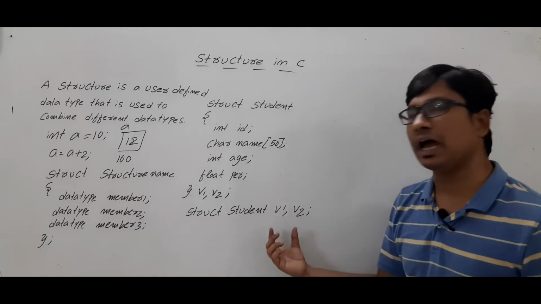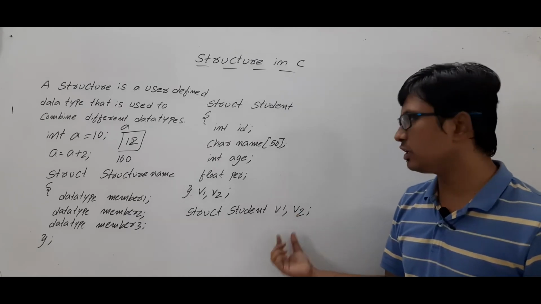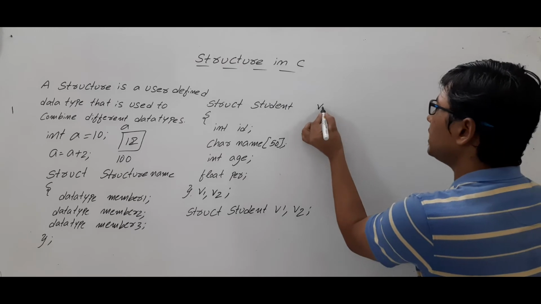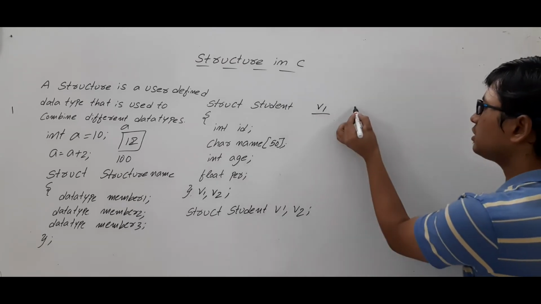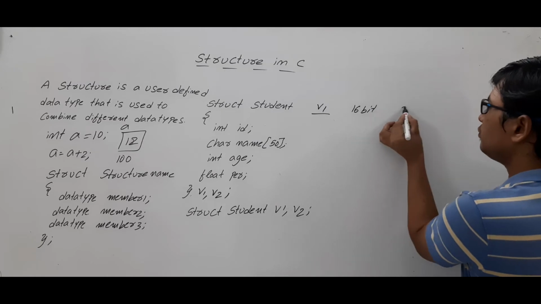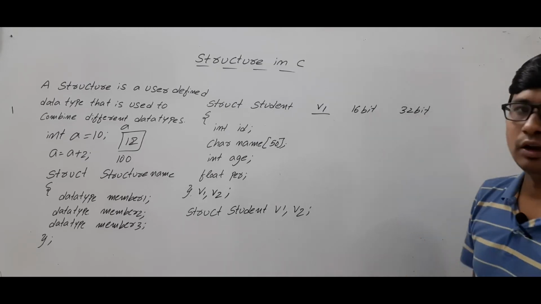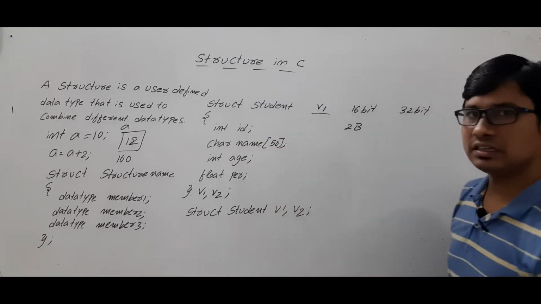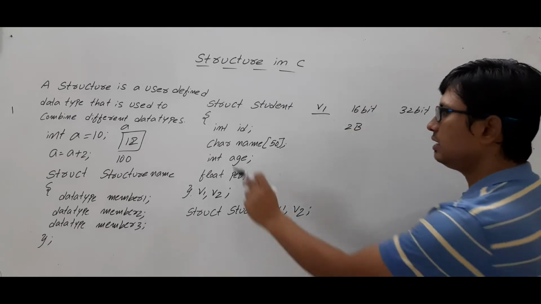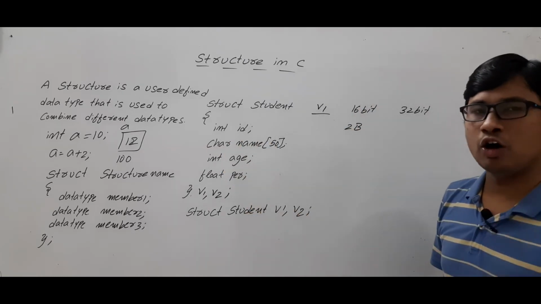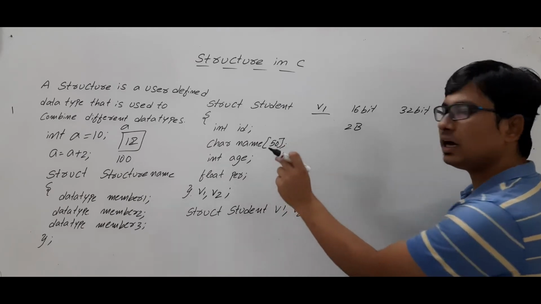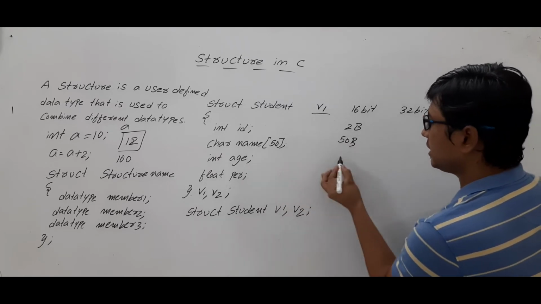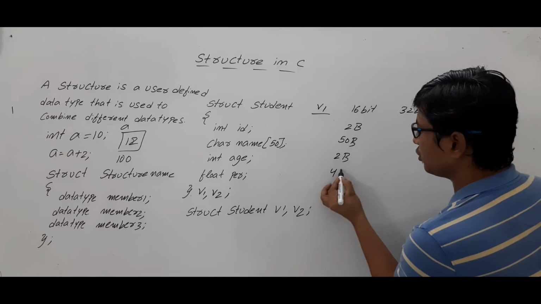Now look at here what will happen. Now when you declare the variables, then only the memory will be allocated. Okay, now you can ask me, sir, how much memory will be allocated for the variable v1 if you are using a 16-bit compiler, if you are using a 32-bit compiler. Now you know that one integer will occupy 2 bytes in a 16-bit compiler. Similarly, a character will occupy 1 byte. And here we are creating a character array of size 50. So it will occupy 50 bytes. And again integer will be 2 bytes, float will be 4 bytes.